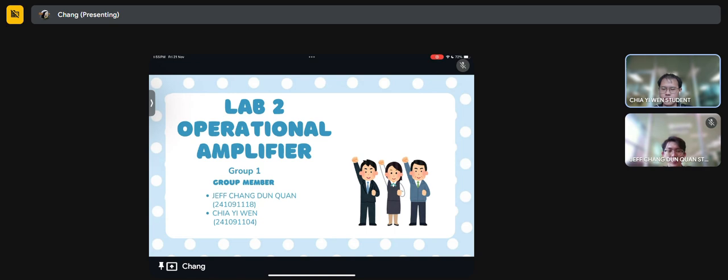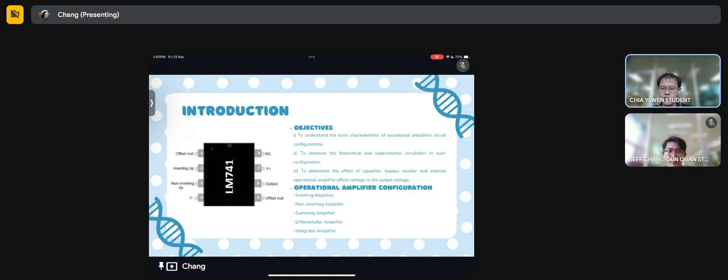Now I will present the introduction. An example of an operational amplifier is the LM741. The objective of this lab experiment is to understand the basic characteristics of operational amplifier circuit configurations, compare theoretical and experimental simulation in each configuration, and determine the effect of the capacitor, bypass resistor, and internal operational amplifier offset voltage on the output voltage.